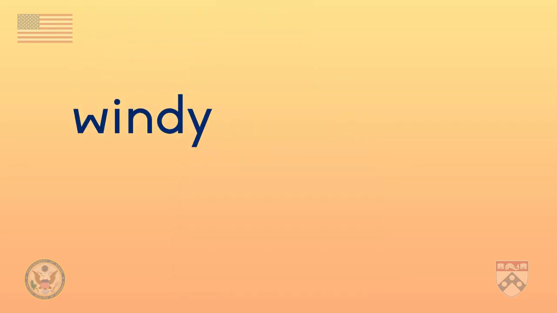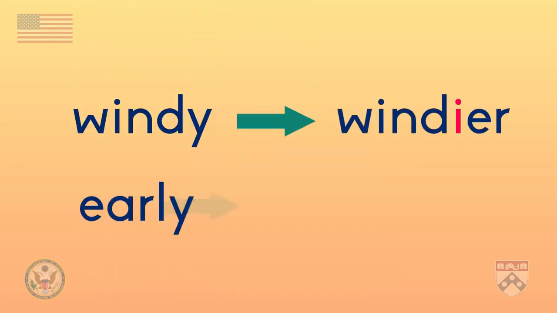The second rule is this: if the adjective has two syllables and ends in y, change the y to i and add er. So windy becomes windier and early becomes earlier.